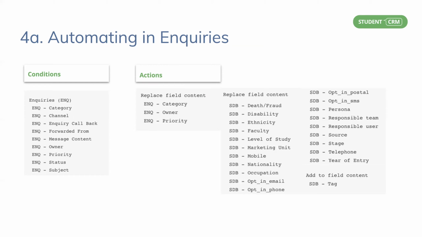And on the other 2/3 of the screen, we look at the actions. So actions in inquiries can update the category, the owner, or the priority of that inquiry. But more importantly, it can also update fields from the student database record card as well. So if a message contains a particular phrase, then you can update the record card. And of course, the most useful one of those is down the bottom right, which is adding a tag.